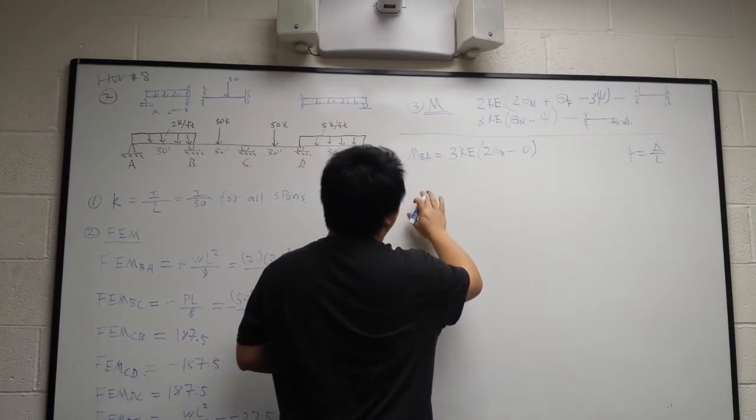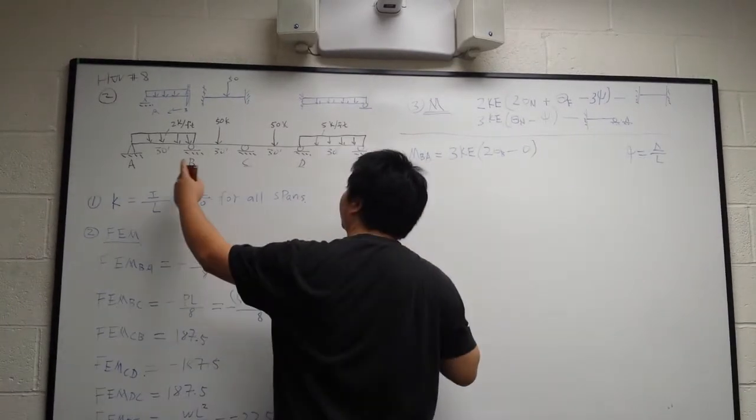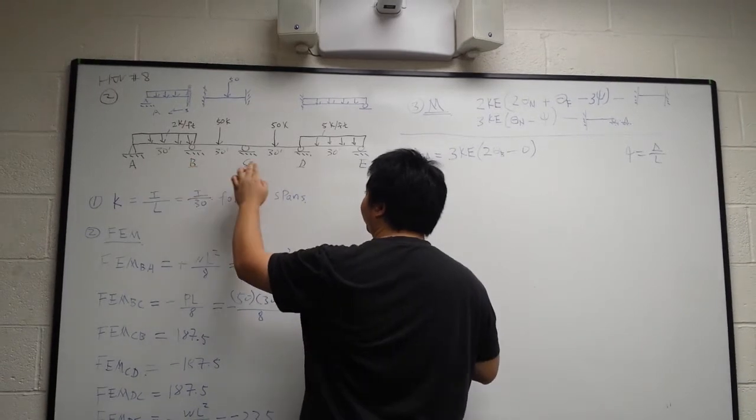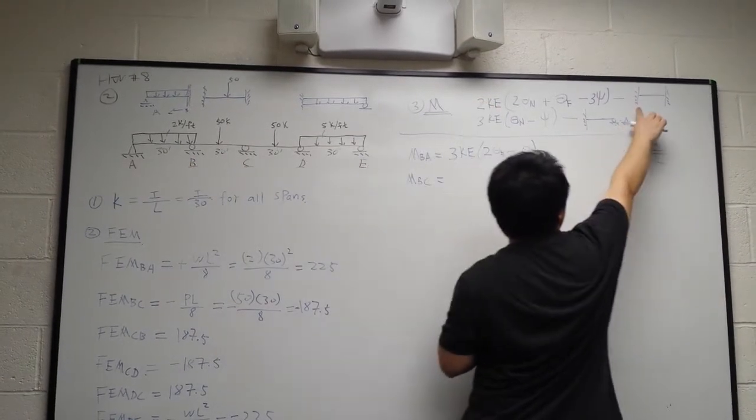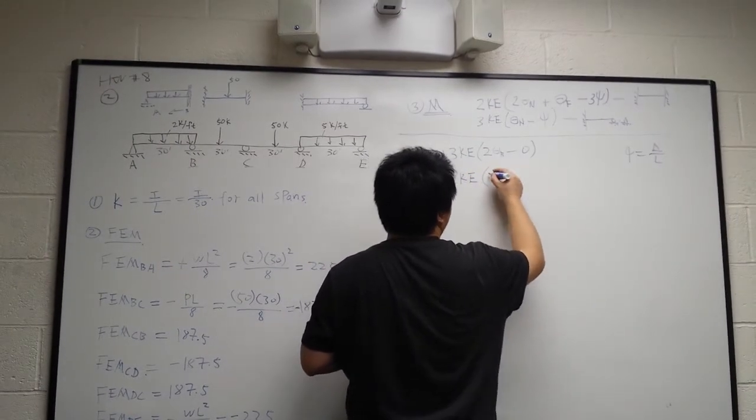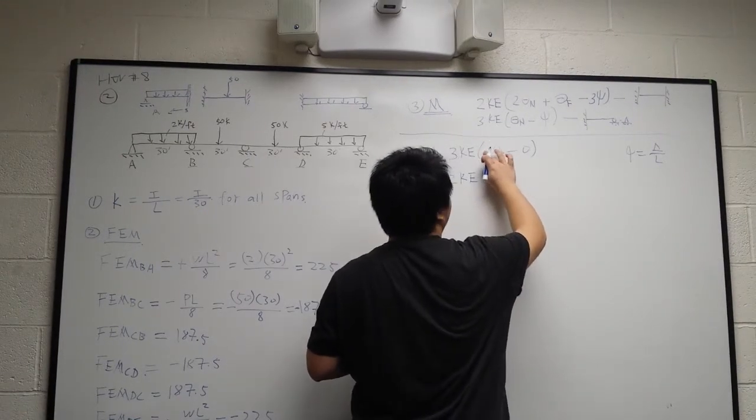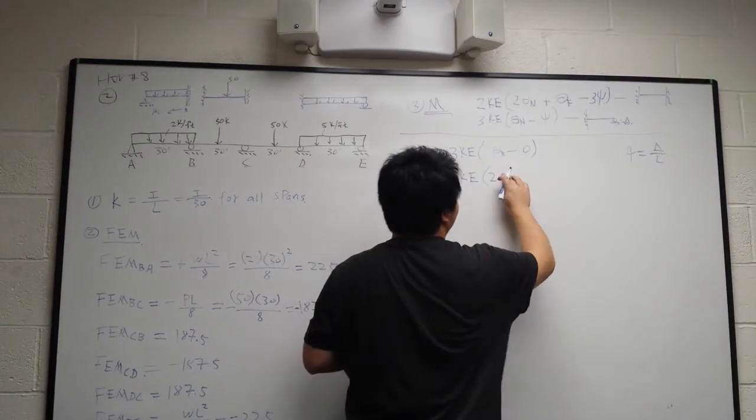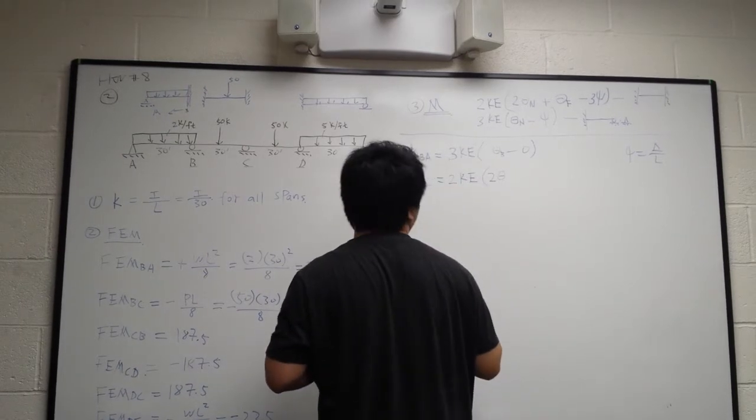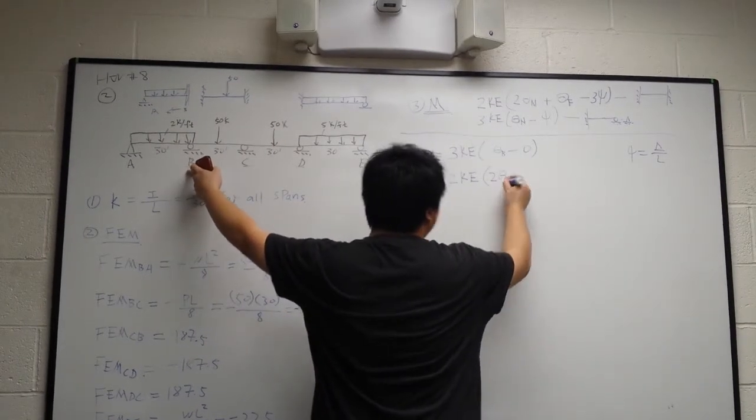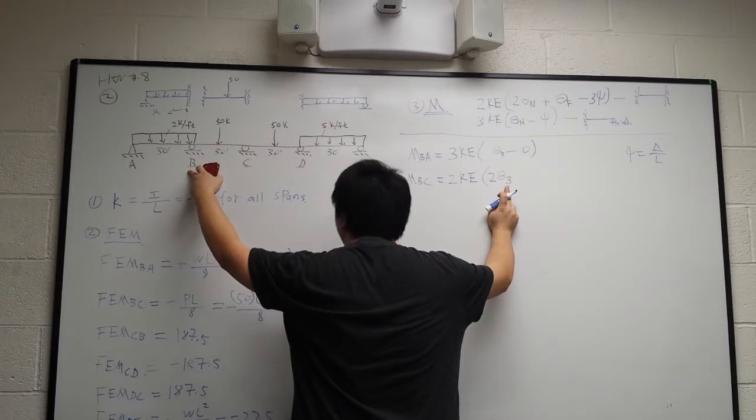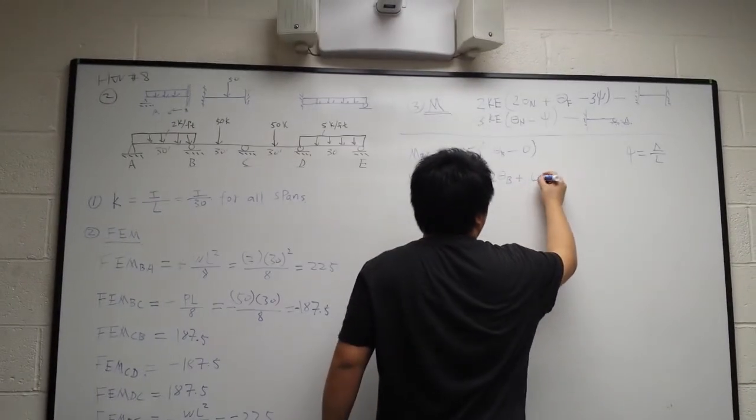So for M, we have BA, so now we have BC. BC is fixed and fixed, so you're going to use this equation. 2KE times 2 theta near, because it's B to C, the near theta is theta B plus theta C.